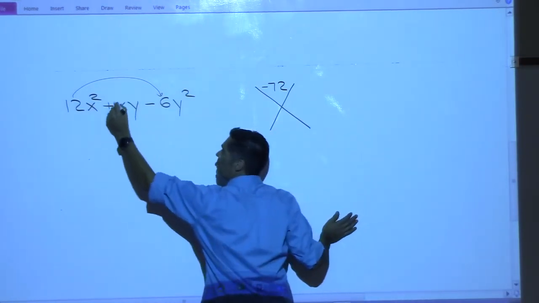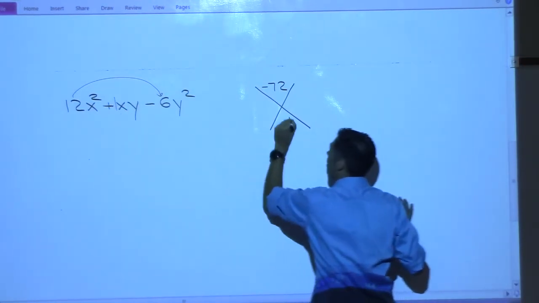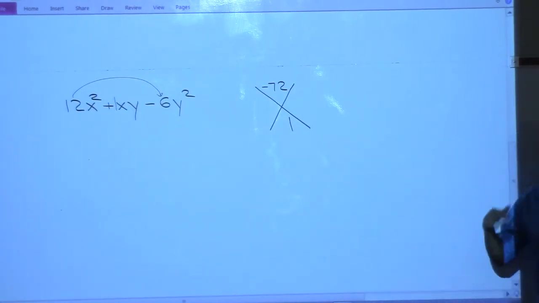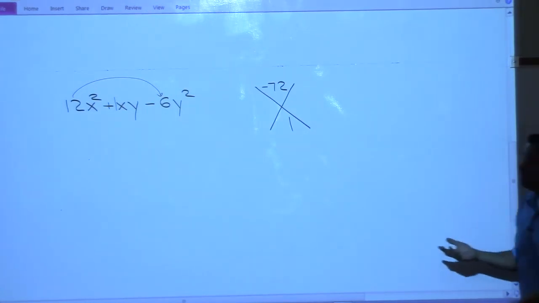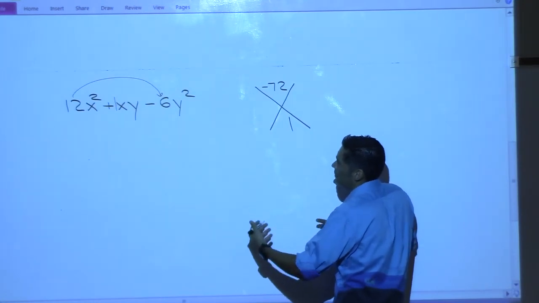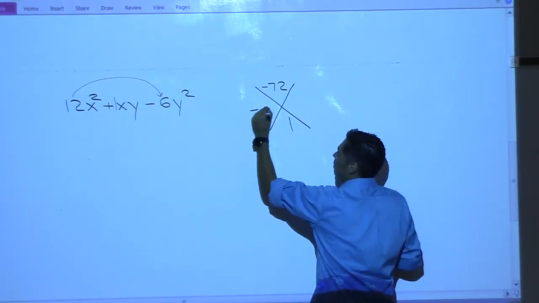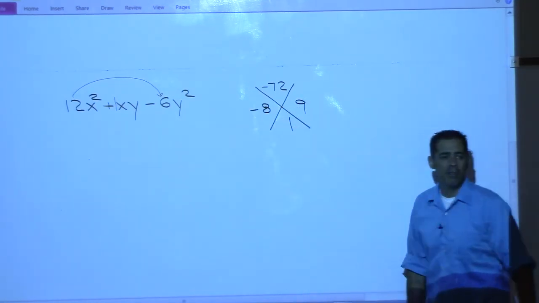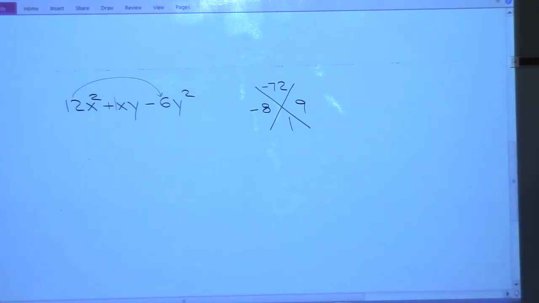The number in front? 1. Okay, so let's see if this is going to work. Now you have to come up with two numbers that multiply to be negative 72 and add up to be 1, and you go through all these different possibilities, and eventually you determine it's negative 8, positive 9. Negative 8 plus 9 multiplies to be negative 72, adds up to be positive 1.